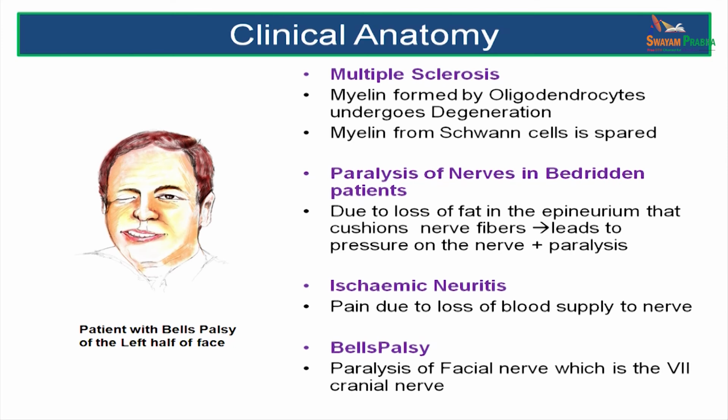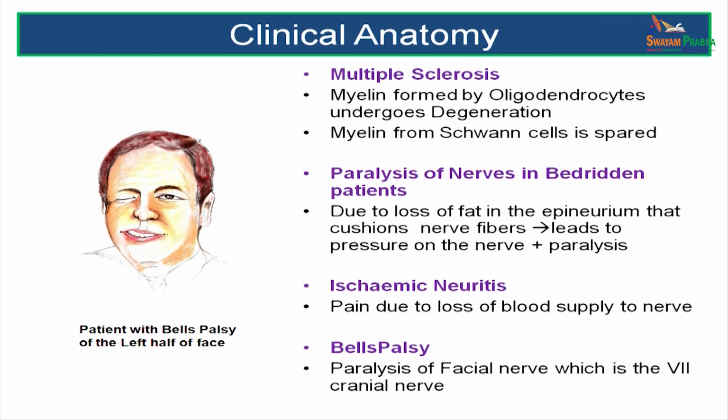Let us look at some of the clinically applied aspects of nerves and ganglia. Multiple sclerosis is a condition wherein there is degeneration of the myelin which is formed by oligodendrocytes, but the myelin formed by Schwann cells is spared. So, this affects only the nerves in the central nervous system and not in the peripheral nervous system. There can be paralysis of nerves in bedridden patients because of pressure on a nerve. Pressure tends to compress the nerve and it compromises the blood supply to the nerve.